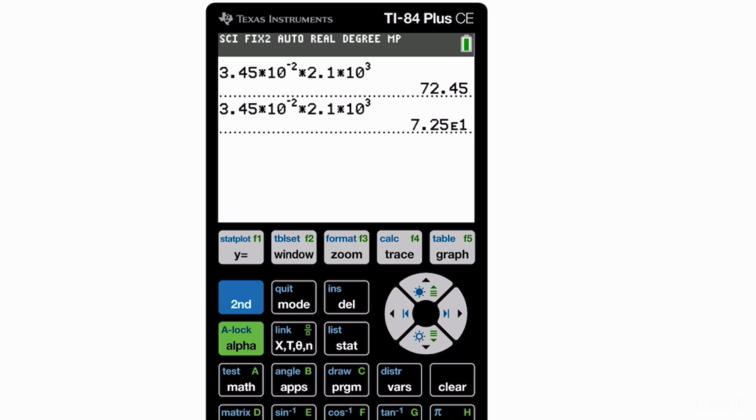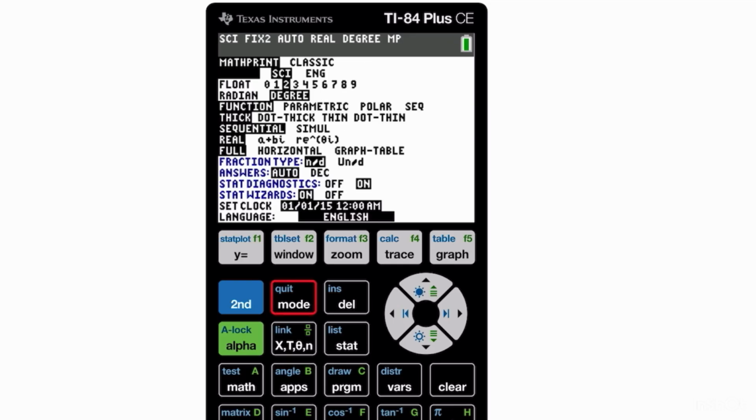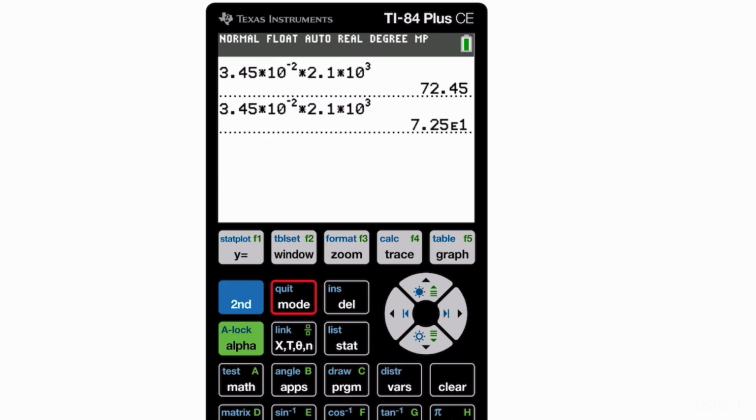However, I don't recommend that you always do this because you're going to have to go back to mode and put it back into normal mode and then go back to floating. Or if not, every single answer is always going to be given to you in scientific notation to 3 significant figures. And that's not how you always want to get the answers. So unless you can remember to switch back and forth, you might want to just do this the long way.